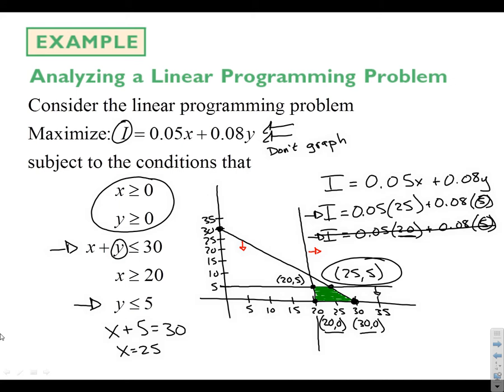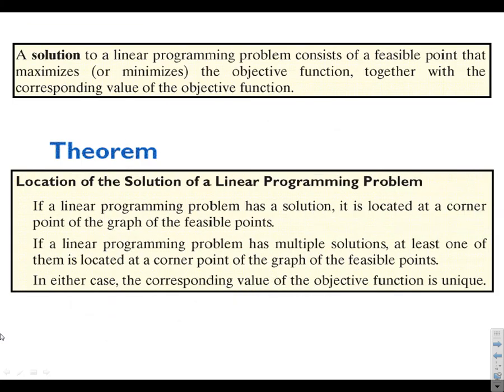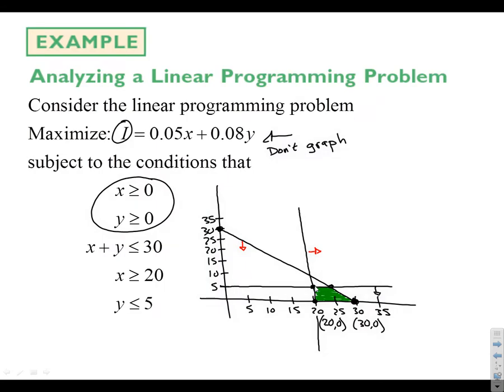All right, a lot going on there. There's only a couple examples here, but each example is a little bit lengthy. So let's take a look at what we did here. A solution to a linear programming problem consists of a feasible point that maximizes or minimizes the objective function. All right, so these were our feasible points, the 4 dots here. This is our objective function, and in this case, we're trying to maximize it.